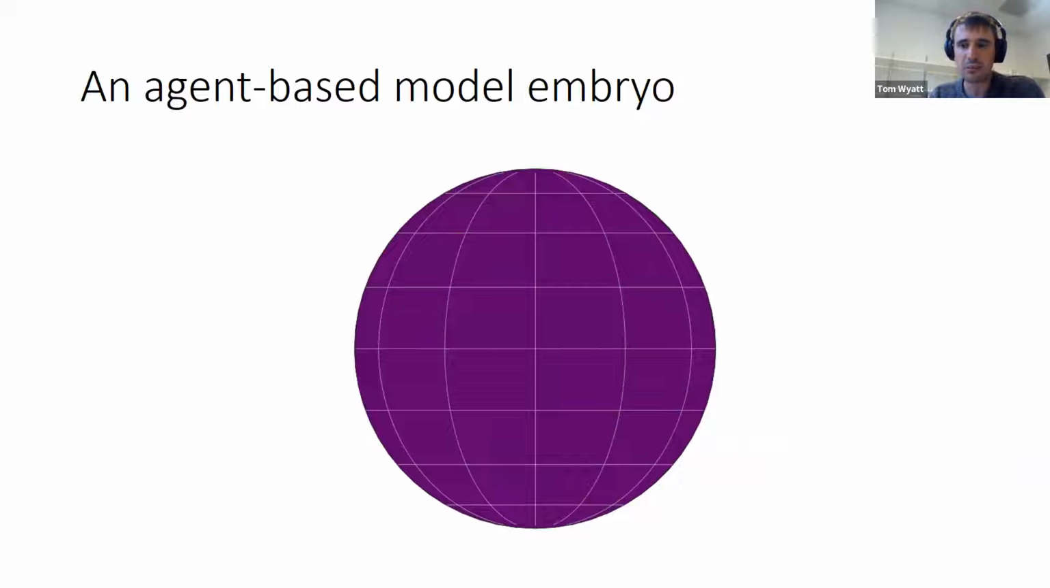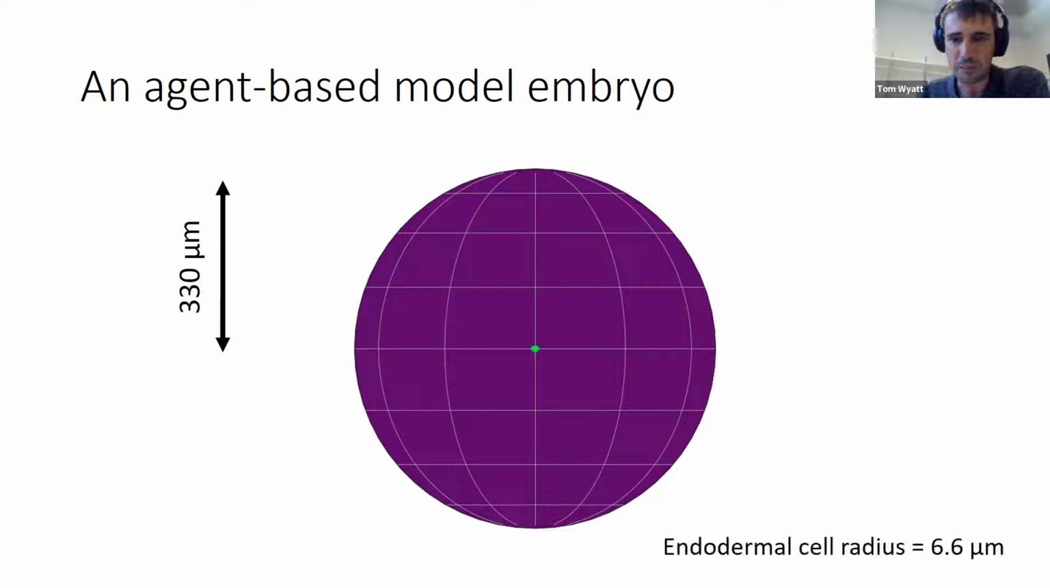So to approach this with modeling, we've just made a simple agent-based model of the embryo. So we start with a sphere, which we say is the same size as the embryo. We put cells on the surface of the embryo, which again, we match to the dimensions of the cells from the data. And then first we make them move in straight lines along the surface of that sphere.